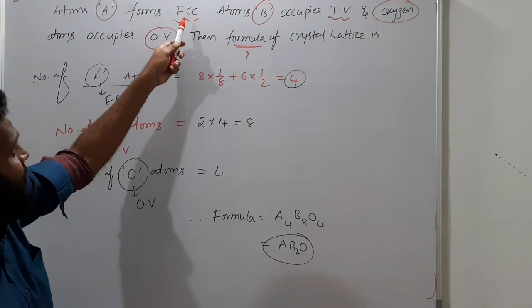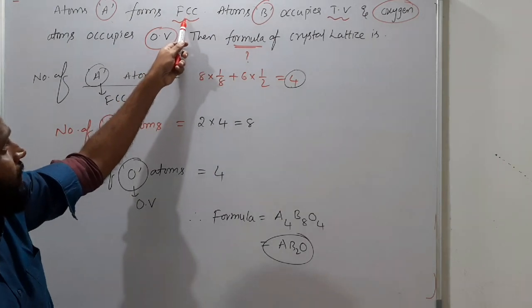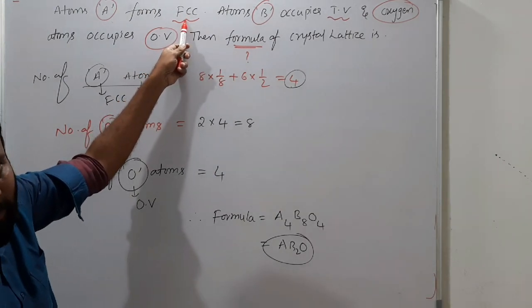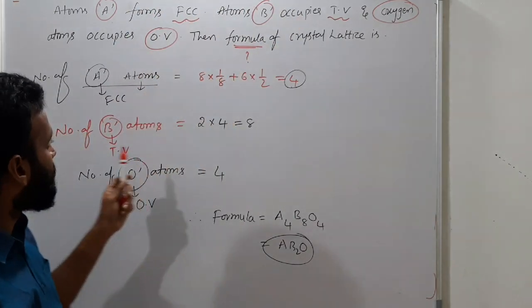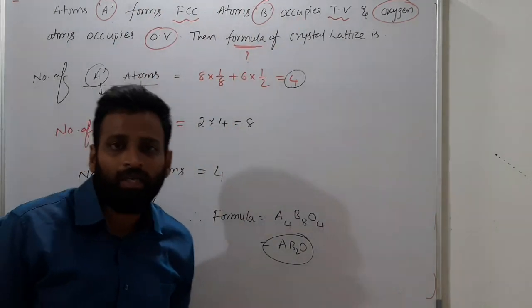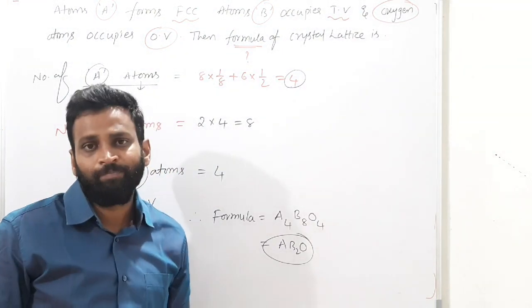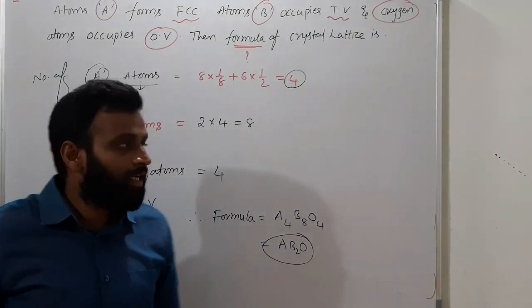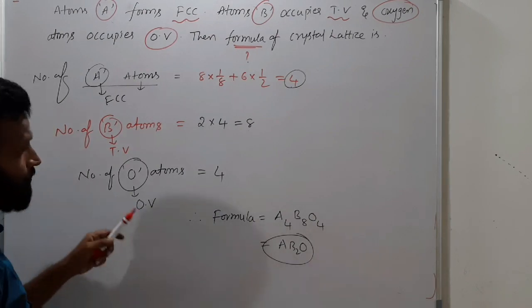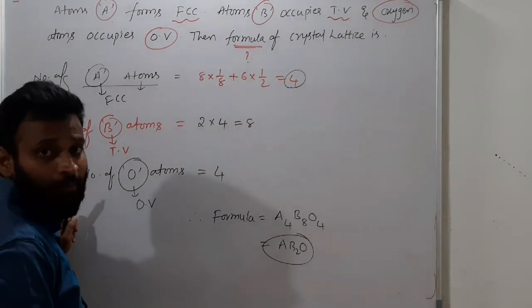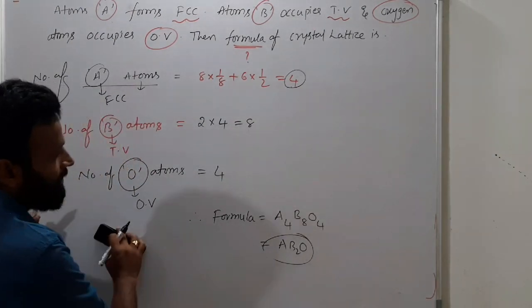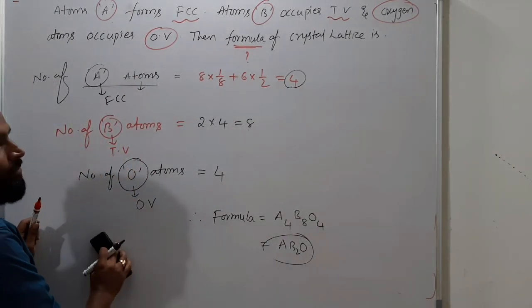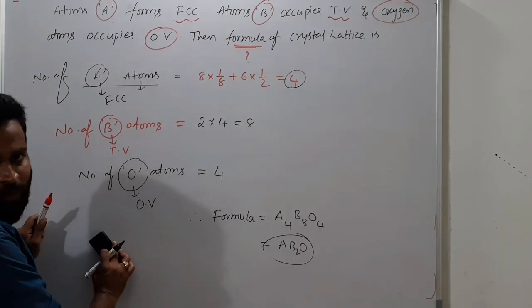Okay, so in this way you can find how many atoms are present in a crystal lattice. They must give the particular structure, like FCC or BCC, and from that you can understand how many tetrahedral voids and how many octahedral voids there are. So in this way you can understand the formula of a particular compound. They'll ask you the formula of a unit cell or crystal lattice. These kinds of numericals are very important for you.